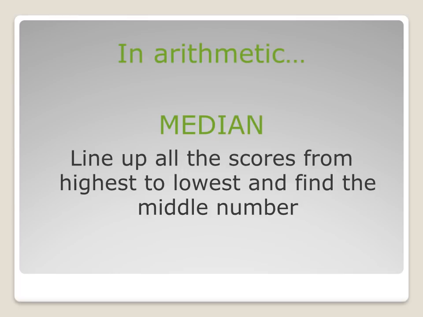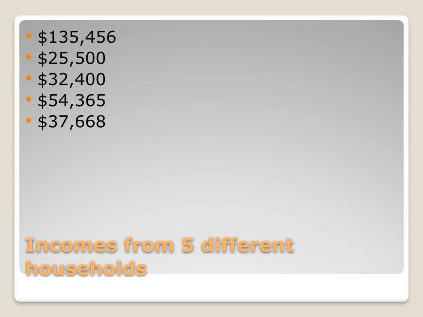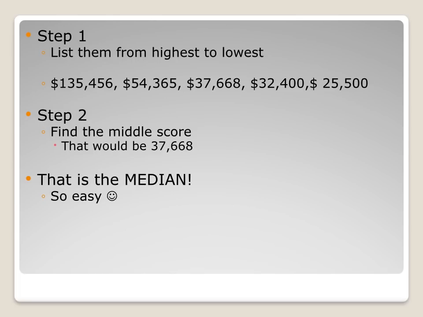So again, to reiterate, the median is the middle score. After you line up all the scores from highest to lowest, you're going to find that middle number. Here's a very simple example for incomes from 5 different households. You're going to line them up from highest to lowest and find the middle score. So here I've done that for you.